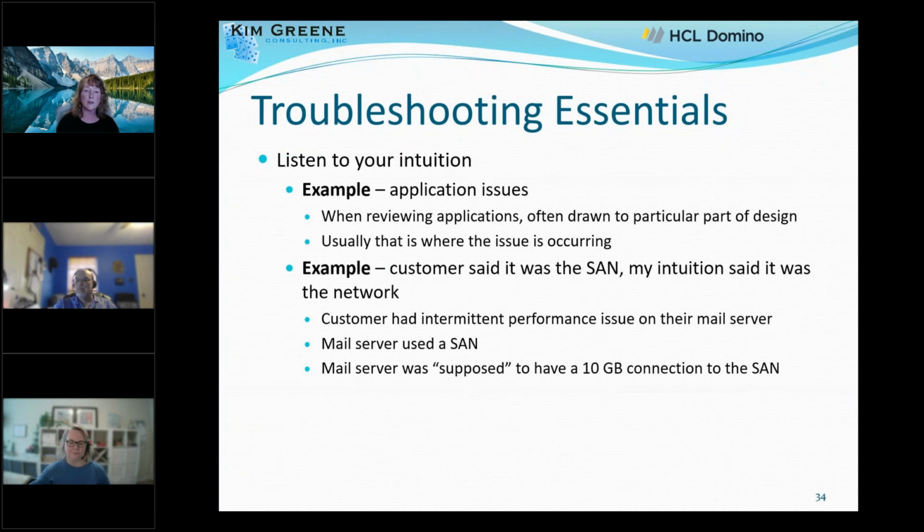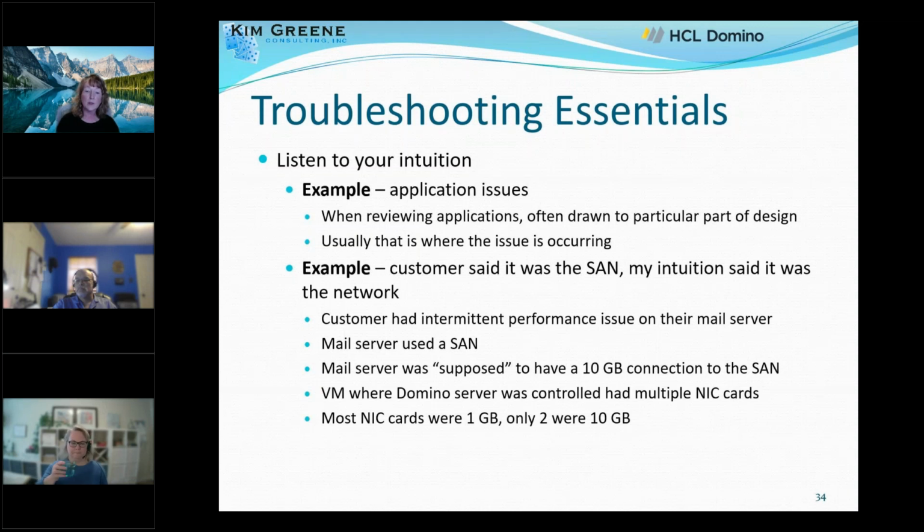As I was listening to the customer and looked at the system just quickly, my intuition said it is the network. So I went ahead and delved in and looked at the VM that was controlling the Domino server and found that it had multiple NIC cards on it. And not all the NIC cards were created equal. There were two that were 10 gig, and then there were a number that were 1 gig. So I said, well, what else happens to be running on the VM that's controlling this Domino server? They said, well, we have security cameras, because it was a manufacturing company. You can imagine they have loading docks all around the facility, and they have all these security cameras set up at all of the loading docks.